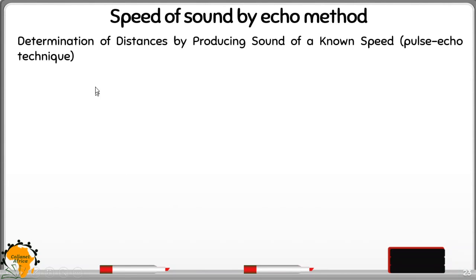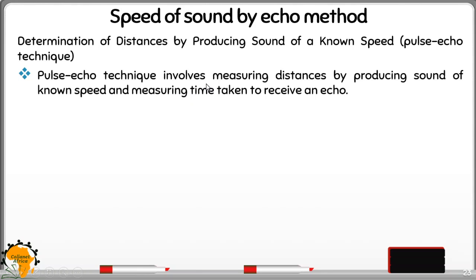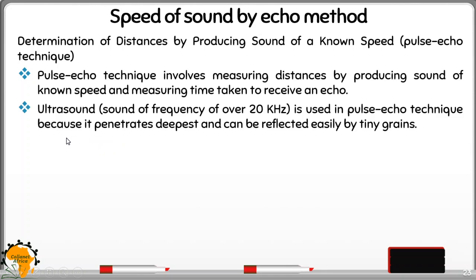We move to determination of distances by producing sound of a known speed, and this one we are going to use the pulse echo technique. Now this one involves measuring distances by producing sound of a known speed. So you know the speed and you have the time, therefore you can get this distance or the depth. Now ultrasound, that is sound of frequency of over 20 kilohertz.